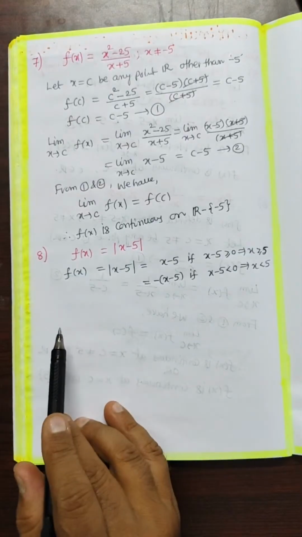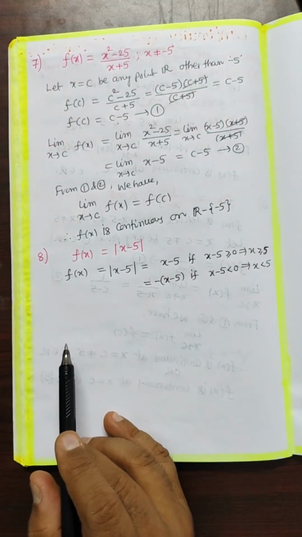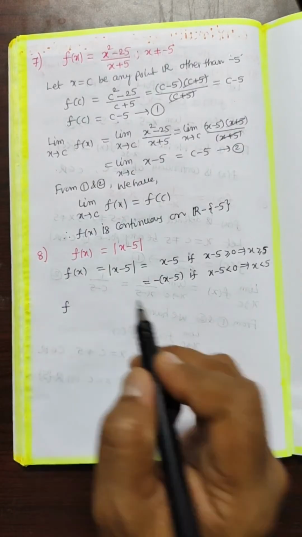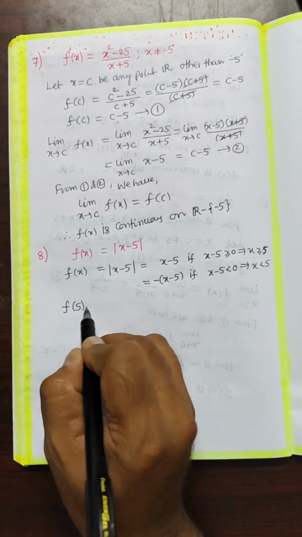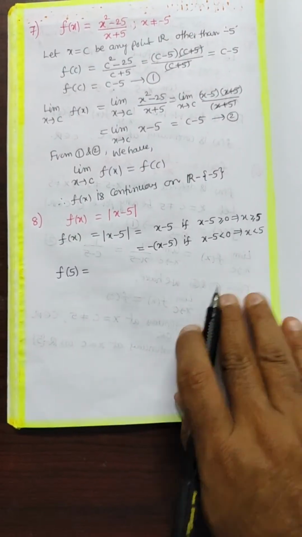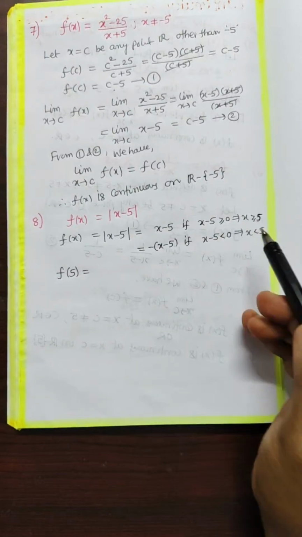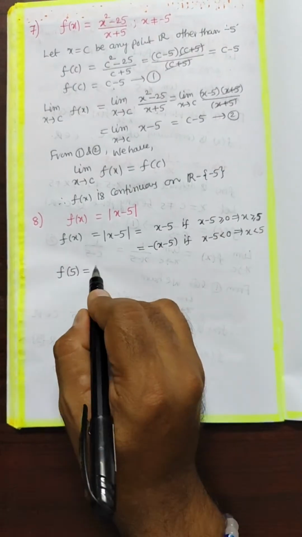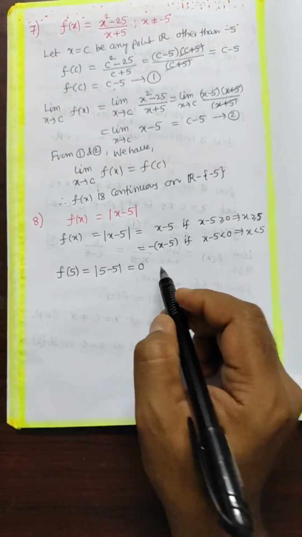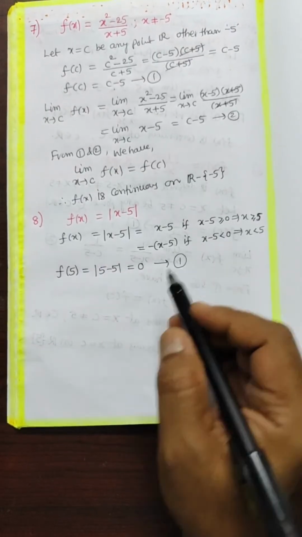So first, we have to calculate the value f of 5. f of 5 is equal to, are you able to see, dear students? Yes, you can. At x is equal to 5, substitute in this. Mod 5 minus 5, which is equal to 0. Keep that as equation number 1.